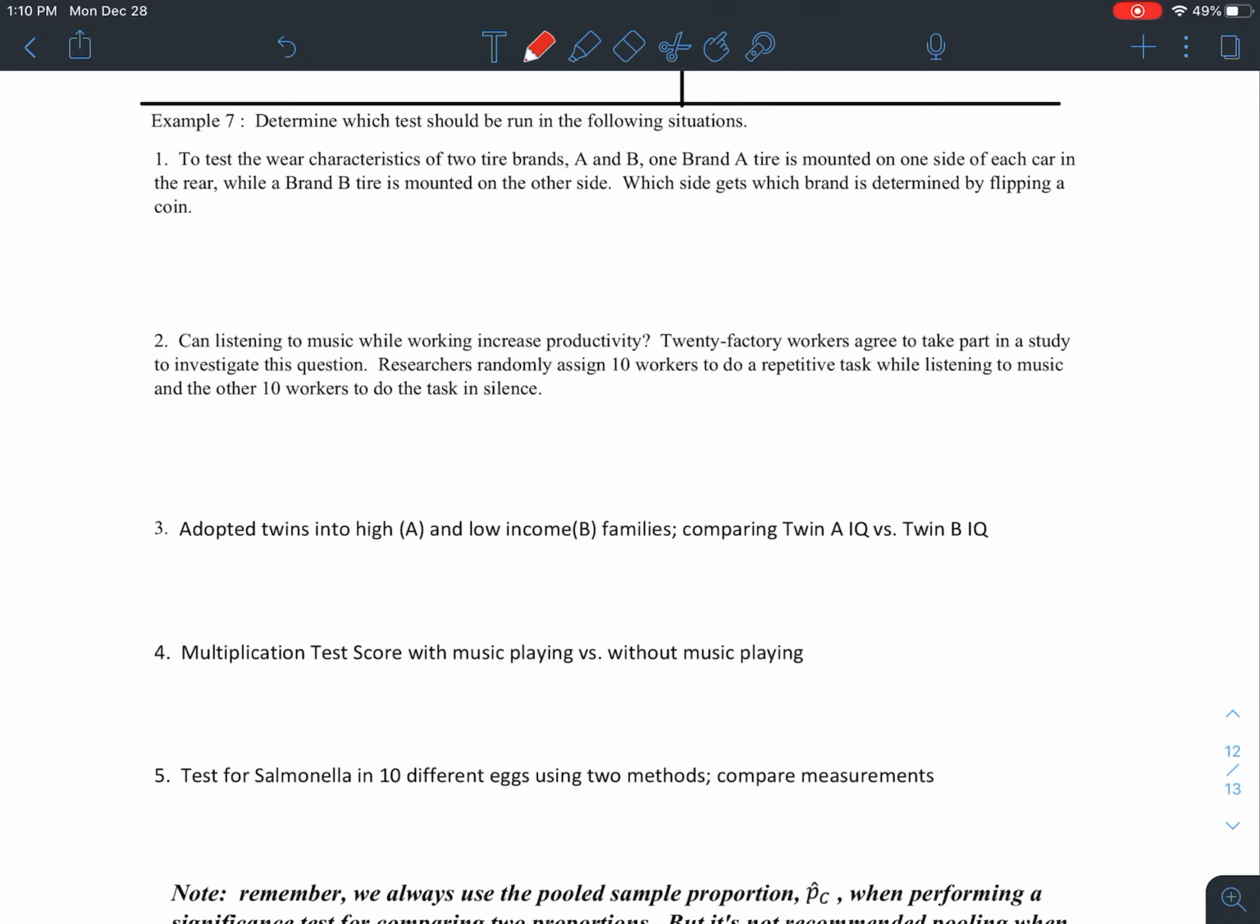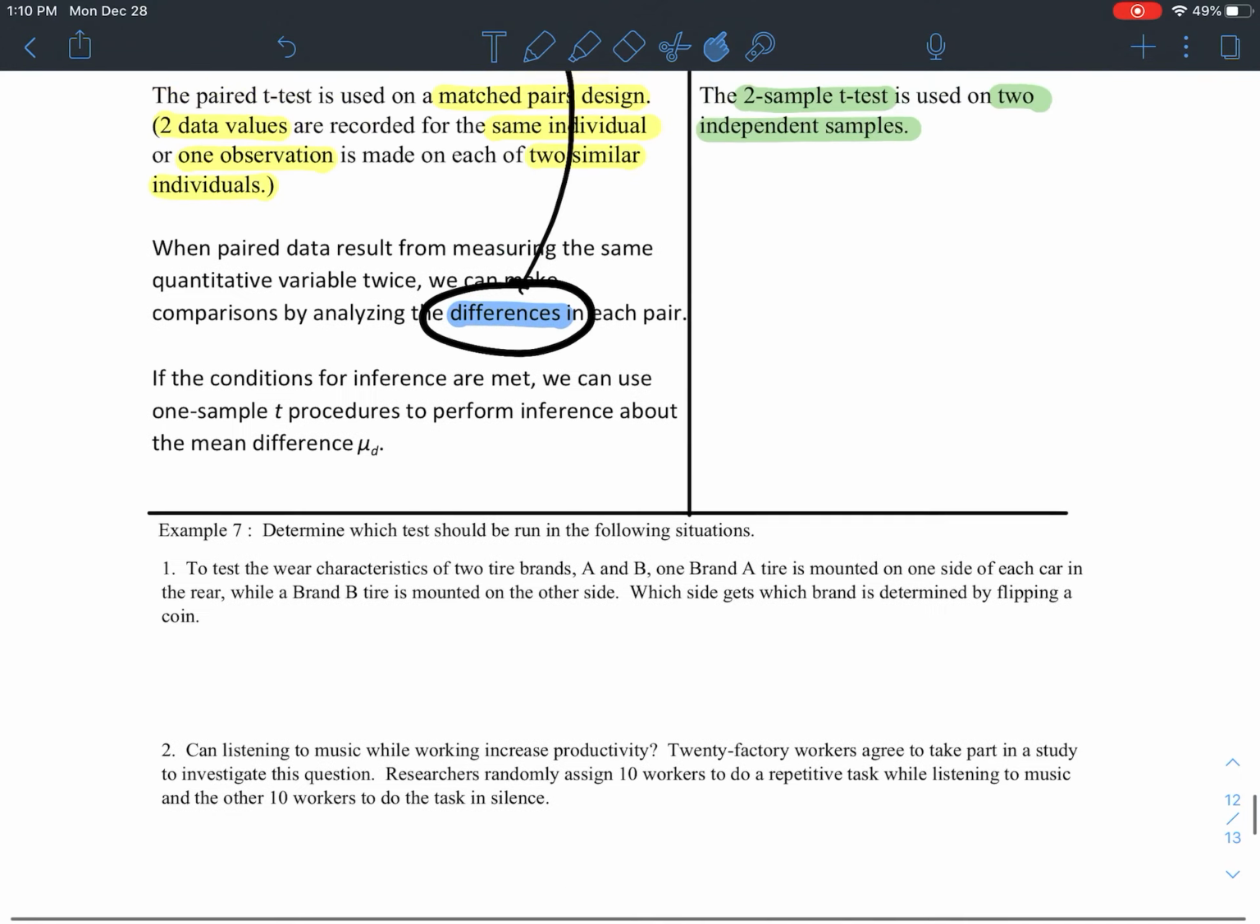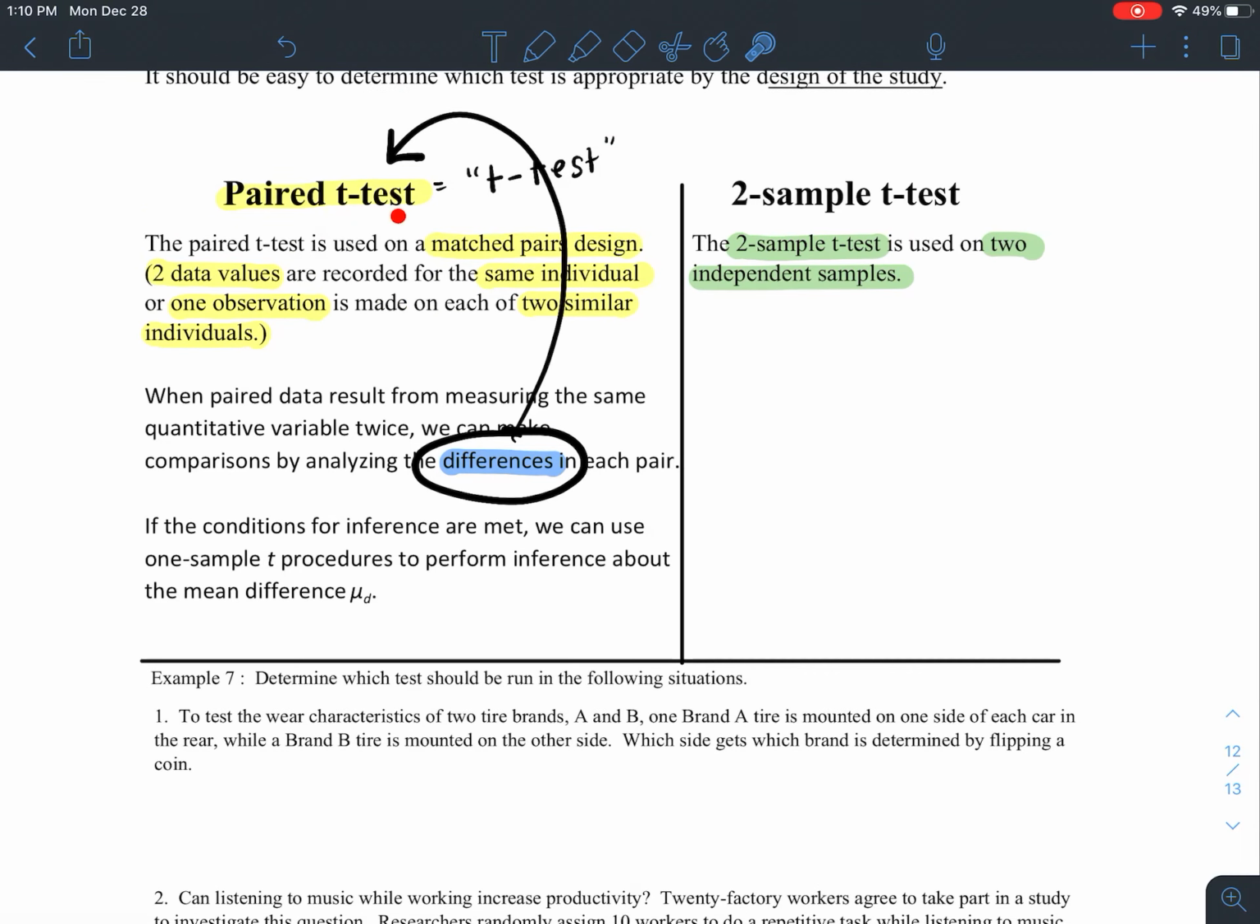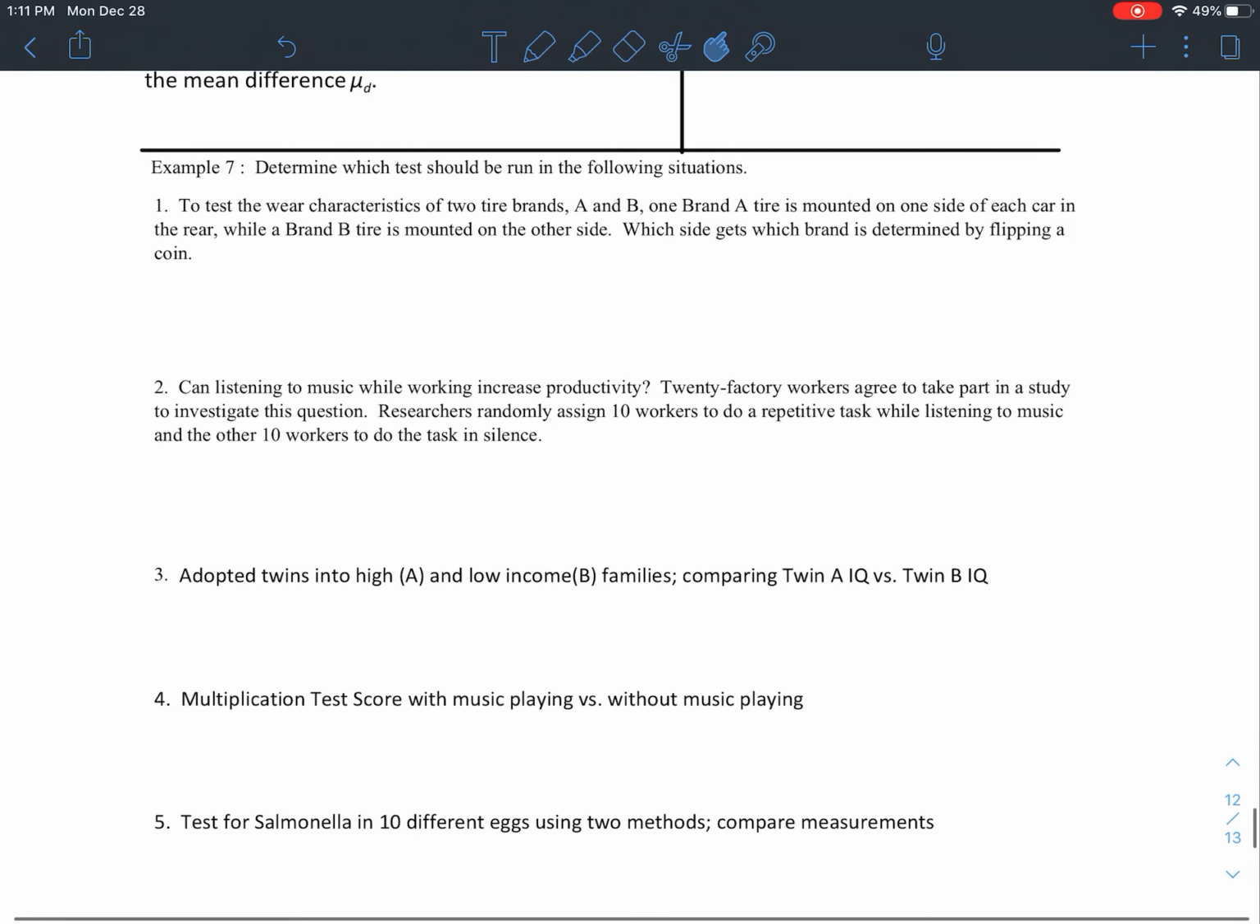The first situation is to test the wear characteristics of two tire brands, A and B. One brand A tire is mounted on one side of each car in the rear, while a brand B tire is mounted on the other rear side. Which side gets which brand of tire is determined randomly by flipping a coin. So, do we feel this situation would warrant a paired t-test or a two-sample t-test?